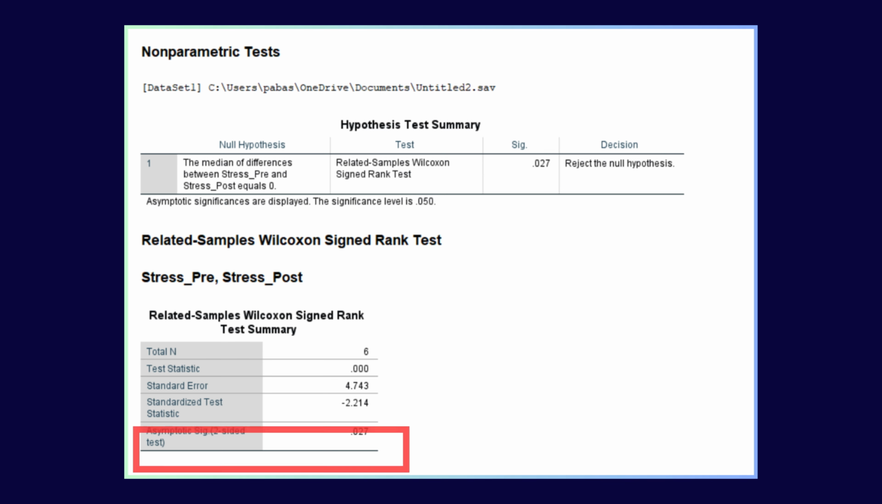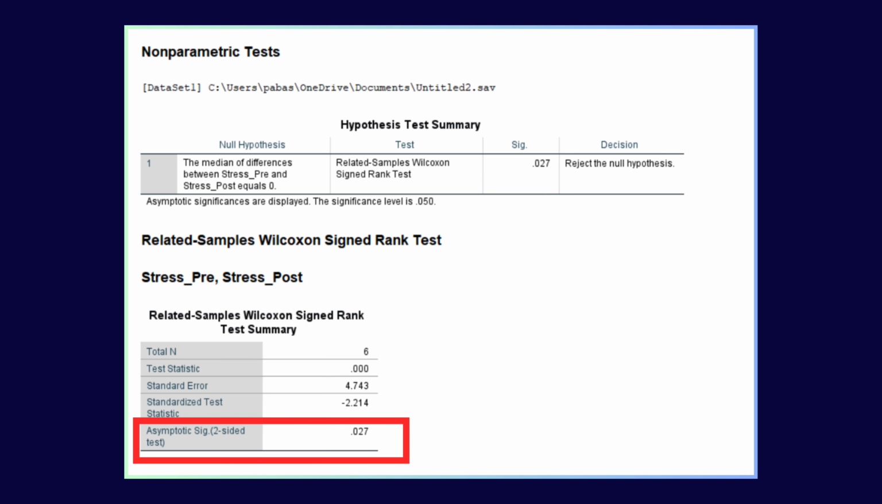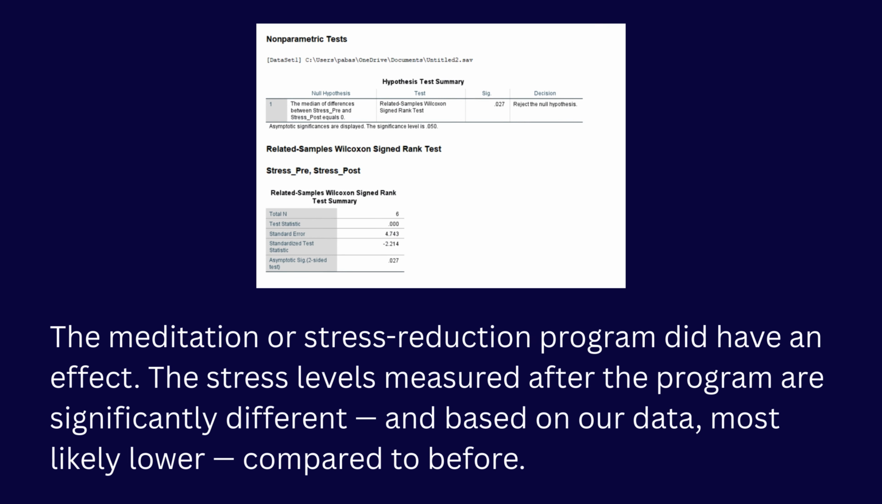First, look at the asymptotic significance two-tailed value, which is 0.027. This is our p-value. Since the p-value is less than 0.05, we reject the null hypothesis. That means there is a statistically significant difference between the stress level before and after the intervention. In simpler words, the meditation or stress reduction program did have an effect. The stress levels measured after the program are significantly different and, based on our data, most likely lower compared to before.